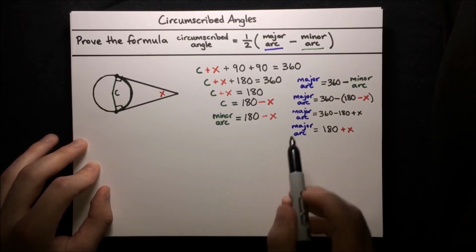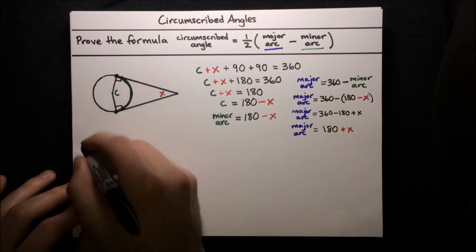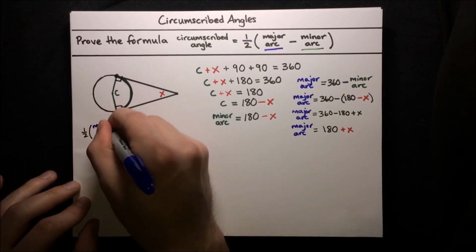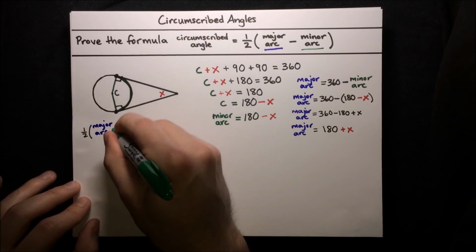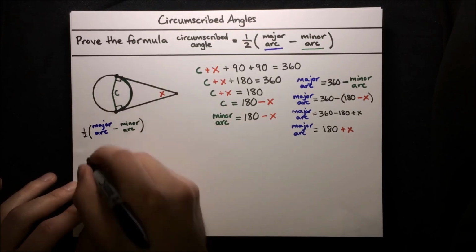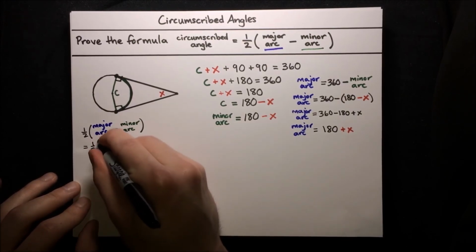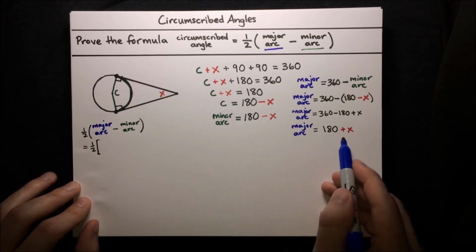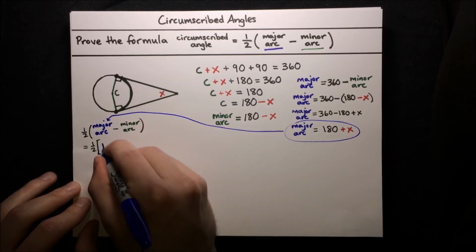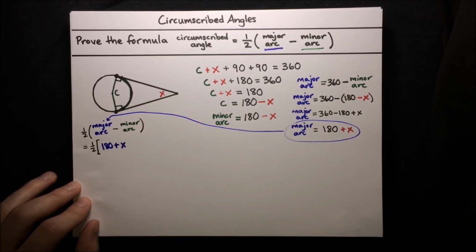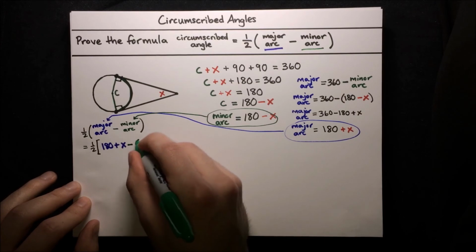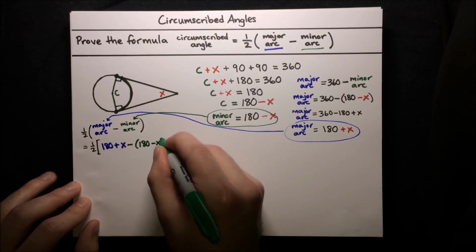Alright, so let's go ahead and substitute these into our formula to prove it. So we have that 1/2 of the major arc minus the minor arc is equal to 1/2 times the major arc is 180 plus X. So we'll go ahead and take that, substitute it into there, 180 plus X. And then the minor arc is 180 minus X, so take that, substitute it into there. So minus 180 minus X.